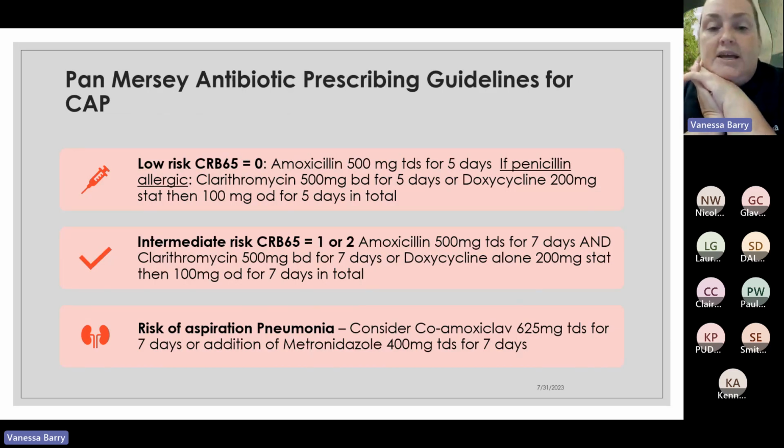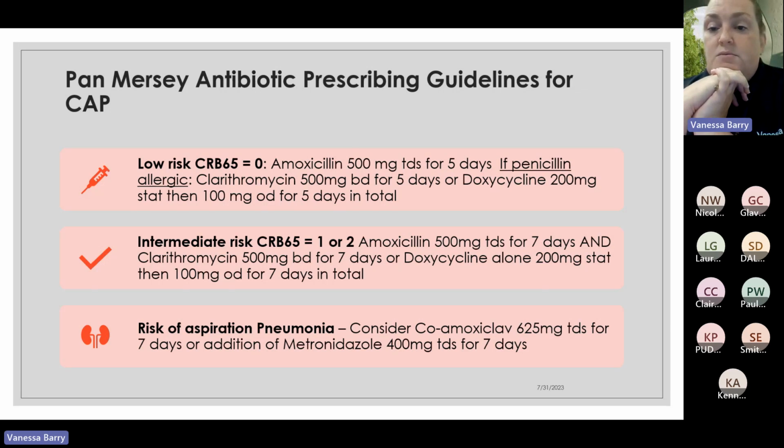So our one in Pan Mersey looks for, if we're low risk, so CRB 65 of 0, we can start with amoxicillin, clarithromycin if penicillin allergic, or doxy, 200 milligrams the first day, and then 100 milligrams for 5 days in total. But again, I can't implore you enough to go and have a look at your own area, because it will be different.